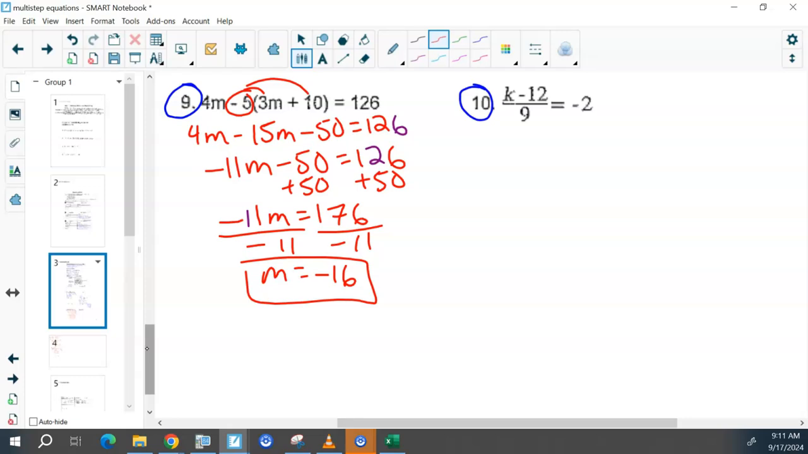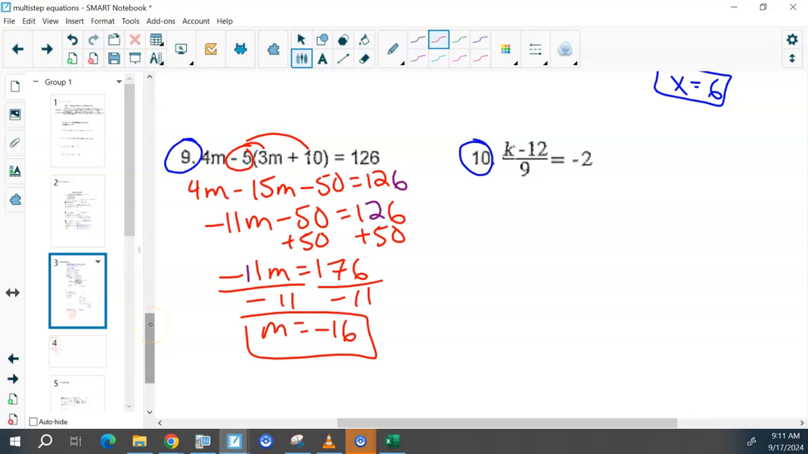So then for number 10, we're trying to get k by itself, but we got to get rid of that 12 and the 9. How could we do that? Multiply by 9. We can get rid of that 9 by multiplying on both sides. Because that way those 9's cancel. I don't have a fraction anymore. And then our last step. Because these are next to each other, so they're multiplying. So you would do that. What is k? -6.